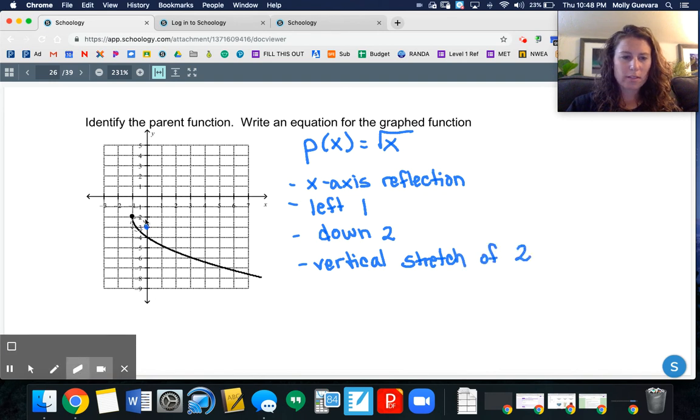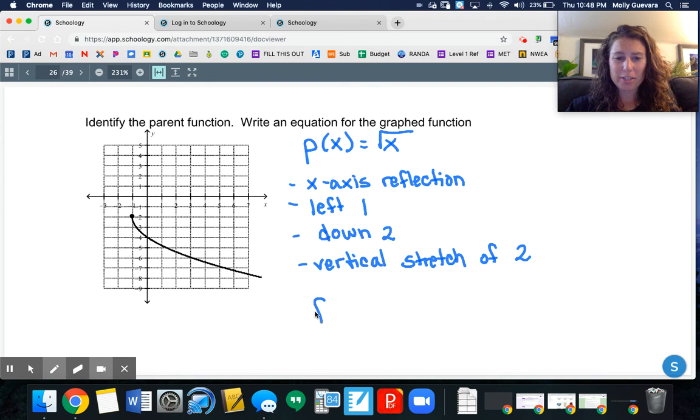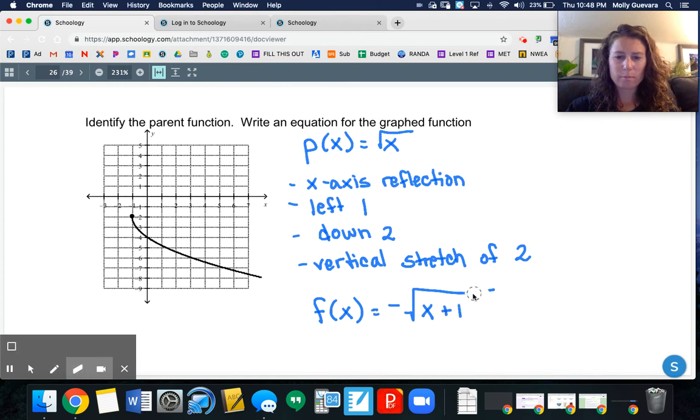Okay, so that tells me there's a vertical stretch of 2. And once I know all that information, I can write my equation, right? So f of x is equal to, since there's an x-axis reflection, it's a negative square root x. And then I went left 1, so this is going to be plus 1 because I went to the left.